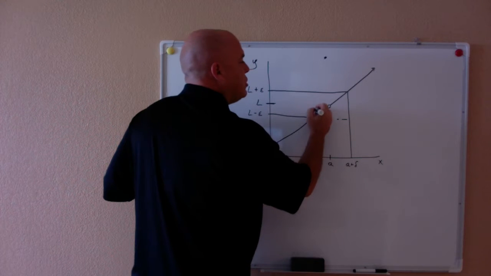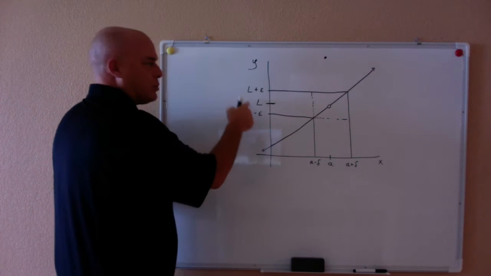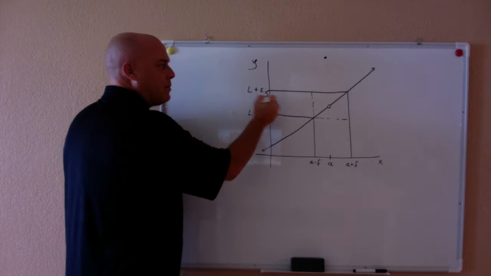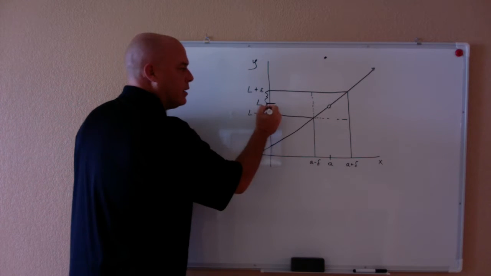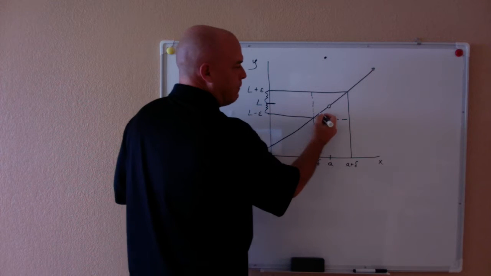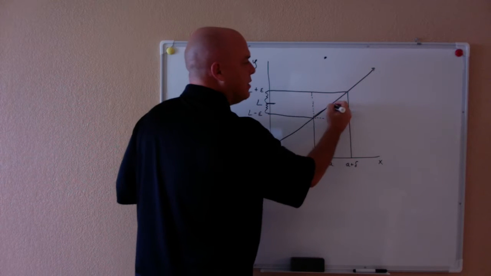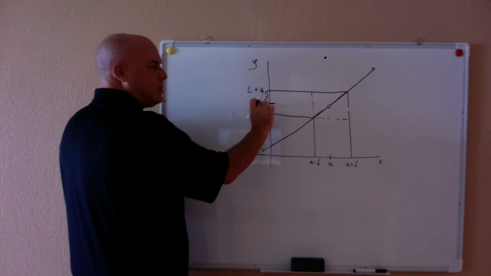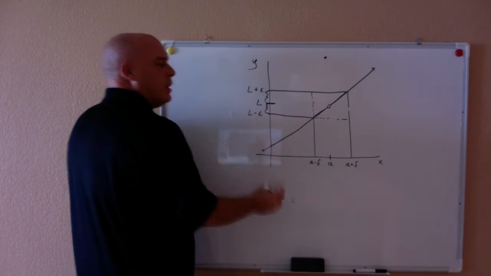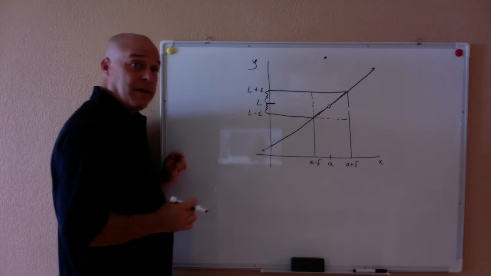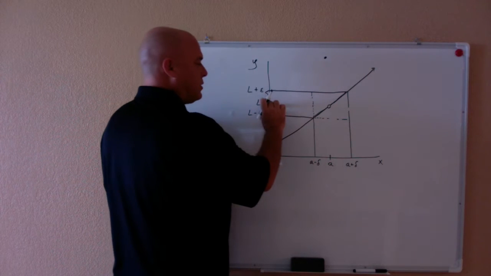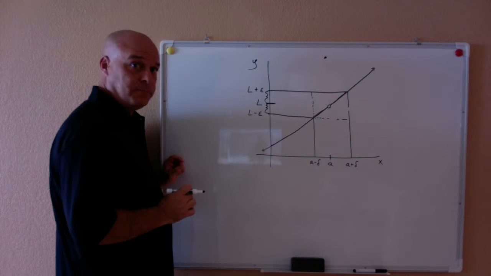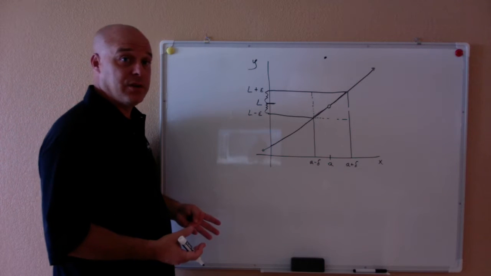no matter what I choose here for my epsilon value, as long as I stay within this region right here, within epsilon units of L on either side, the function right here stays within this box that I've created. So as long as I am within this distance of L, I'm within this distance of a. As long as I'm within delta units of a, I'll be within epsilon units of L. Okay, and that's what the limit definition is telling us.